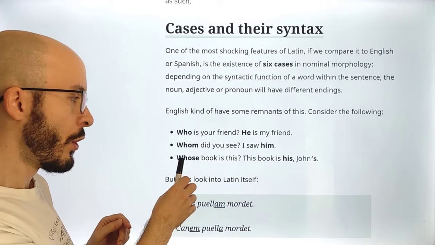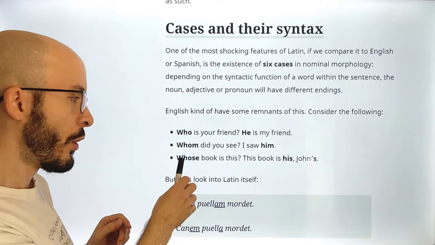So here we have, of course, singular and plural, because nouns, adjectives and pronouns have singular and plural. Then, depending on the syntactic function, for example the subject, we are going to have a. If it's, for example, the direct object, we are going to have am. If it's the complement of the noun, for example Mary's dog, this Mary's, in Latin, it will be with I for the first declension, etc.